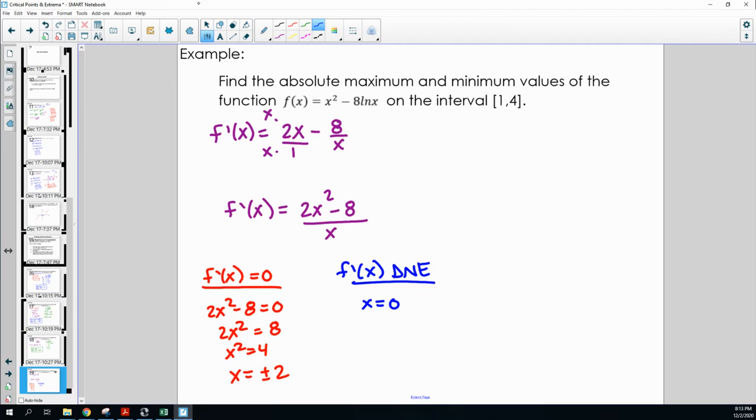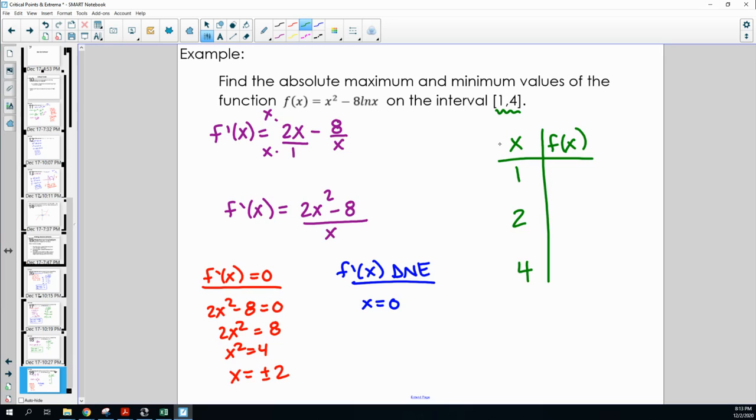But what we have to do is look at the interval that we're given. It wants us to look at the interval from 1 to 4. So 0 is not in the interval. Negative 2 is not in the interval. When I'm making my f of x chart, that's why I always start with the endpoints. So I put the endpoint here of 1 and the endpoint here of 4. Now when I go to fill in my critical points, if the critical points are outside of these endpoints, I can't use them. So negative 2 doesn't work. 0 does not work. The only one that does work is positive 2.